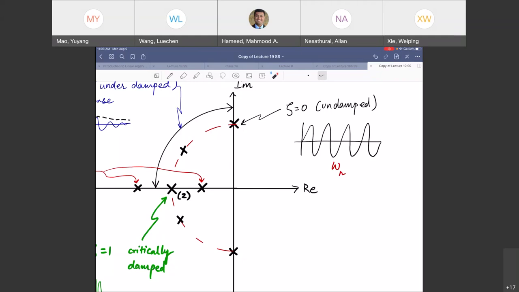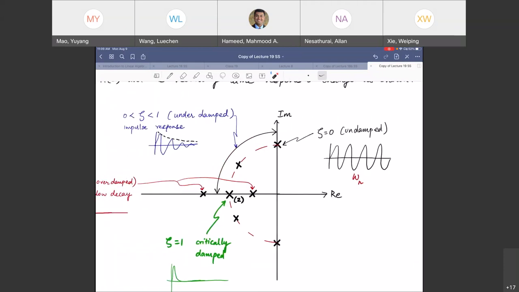So it's like saying, if I flicked a pendulum, it would forever oscillate. I cannot call it stable. I would call it marginally stable. But the oscillation frequency is your natural frequency, the resonant frequency for that. Now, as you increase zeta, this pole moves this way, this pole moves this way, right?